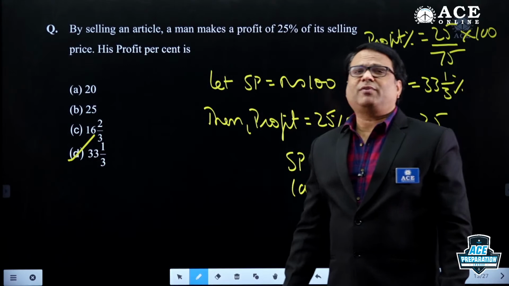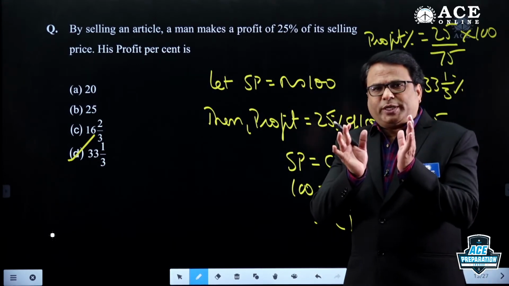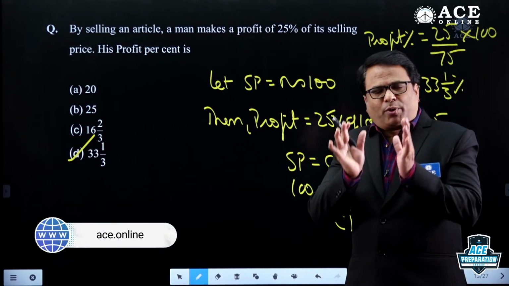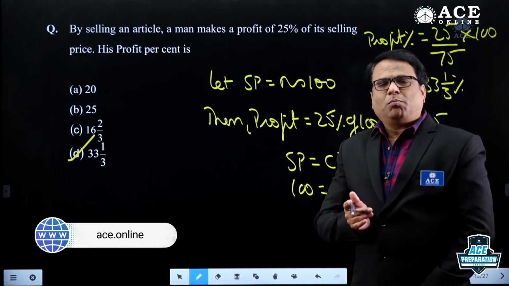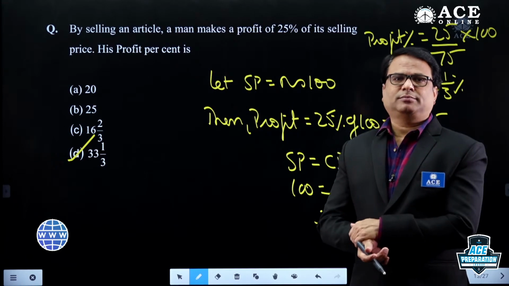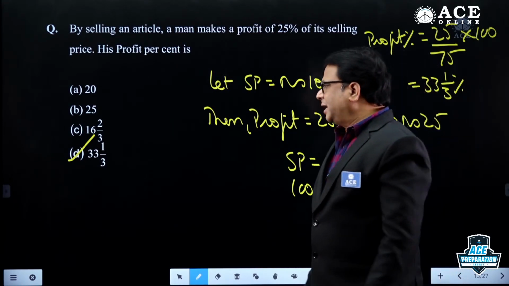So what do you learn from this problem? The point you need to understand from this question is profit or loss should always be calculated on cost price but not on selling price. Right? Now we look at the next question.